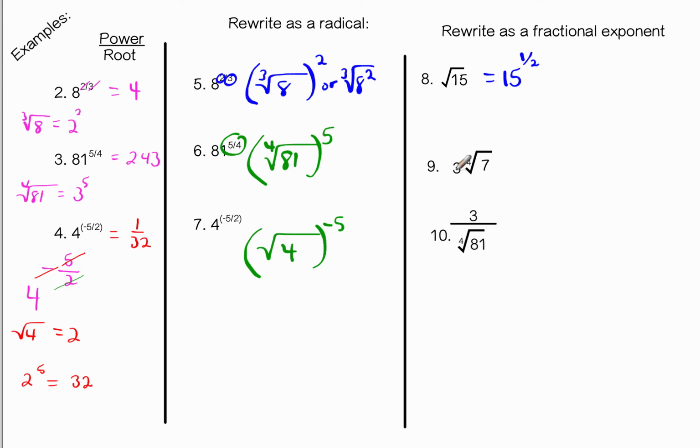All right, 3 times the 4th root of 7. Well, that means 3, then I'm going to take 7 and raise it to the 1/4 power. Notice how 7 only gets the 1/4, not the 3.